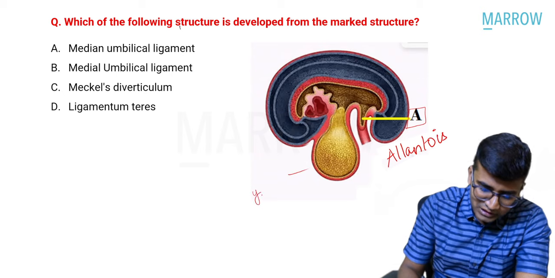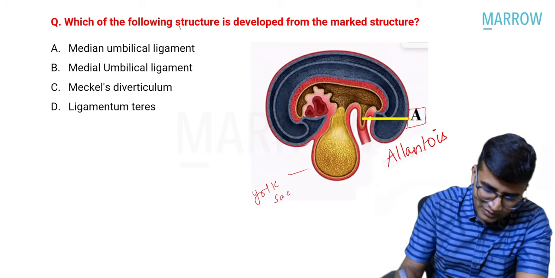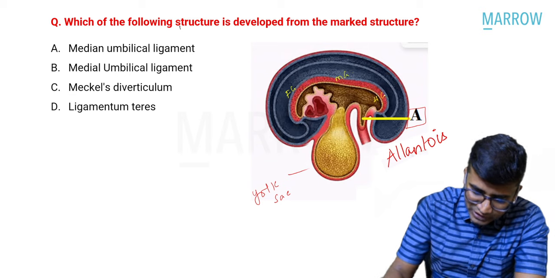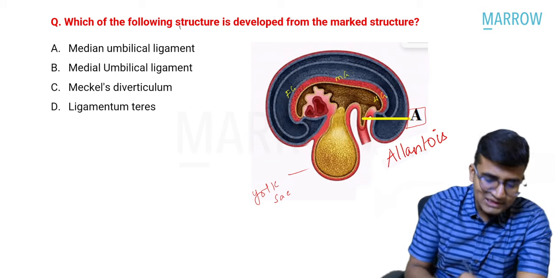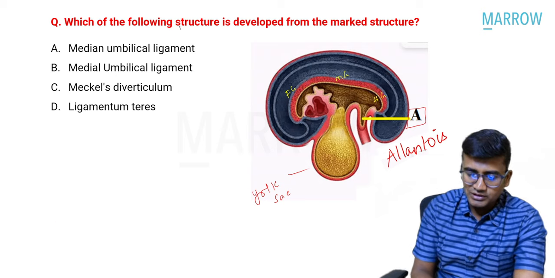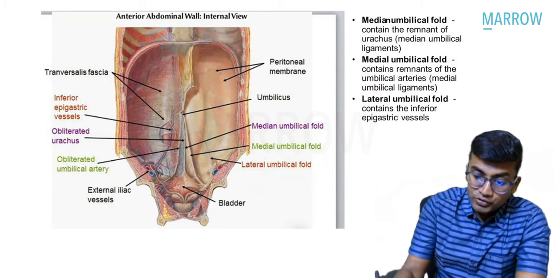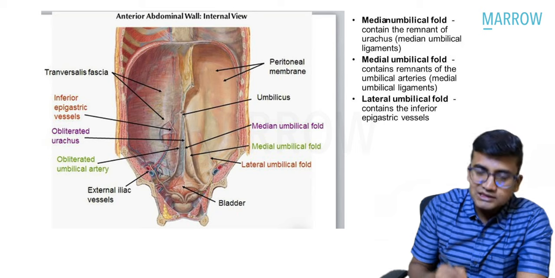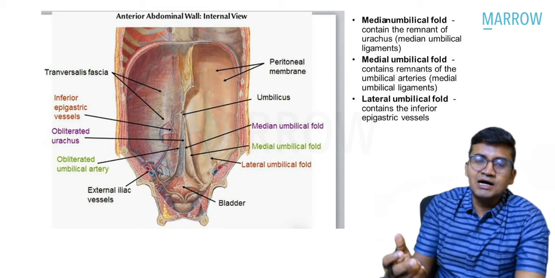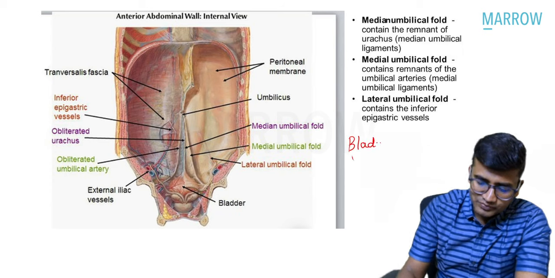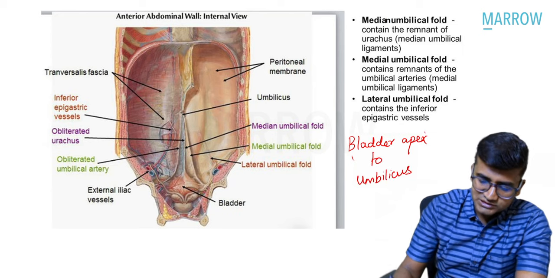I hope you know. Now this is our yolk sac and this is our foregut tube. This is our midgut tube and this is our hindgut tube. Now allantois is a diverticulum from the hindgut tube. This allantois forms urachus and this urachus forms the median umbilical ligament. Now this urachus is extending from the bladder, specifically the apex of the bladder, to the umbilicus.